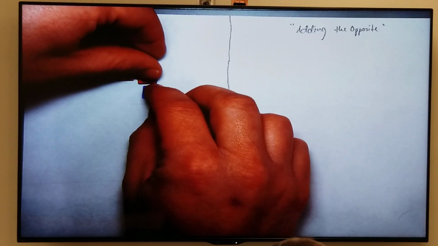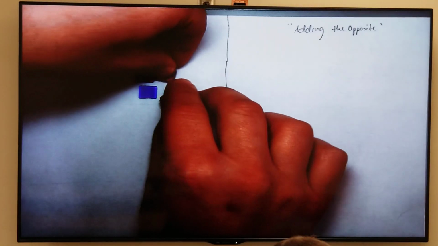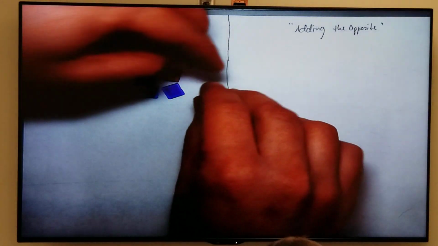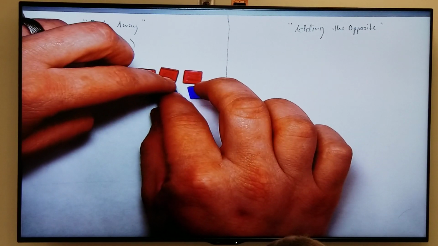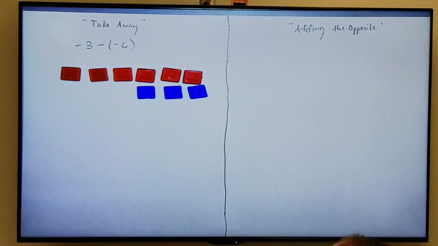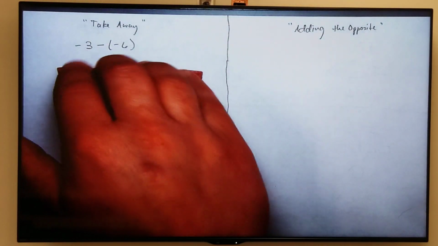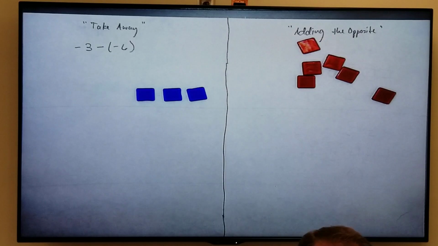Right, so that'll give me 4 negative tiles, 5 negative tiles, and 6 negative tiles. Okay? So now I have 6 negative tiles that I can take away, and the answer is 3, right? So I end up with 3 as my final answer.